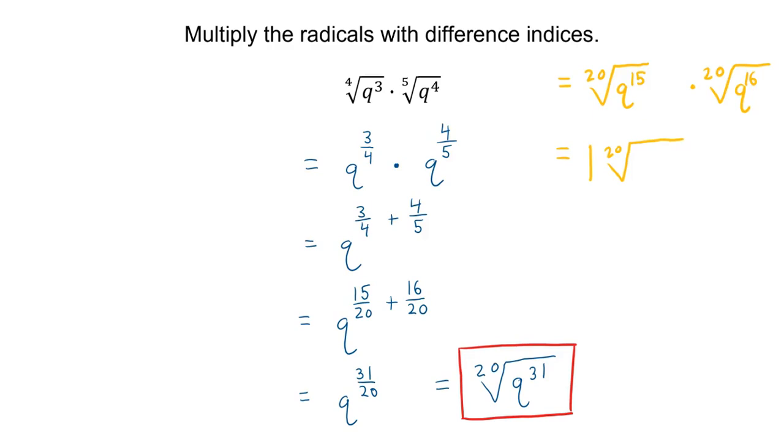And then when we multiply inside to inside, well, that's q to the 15th times q to the 16th. Well, I'm multiplying like bases, so I keep my base and add my exponents. So I get my final answer again as the 20th root of q to the 31st.